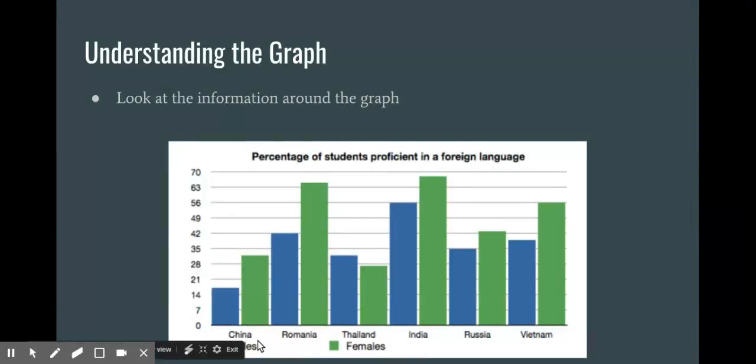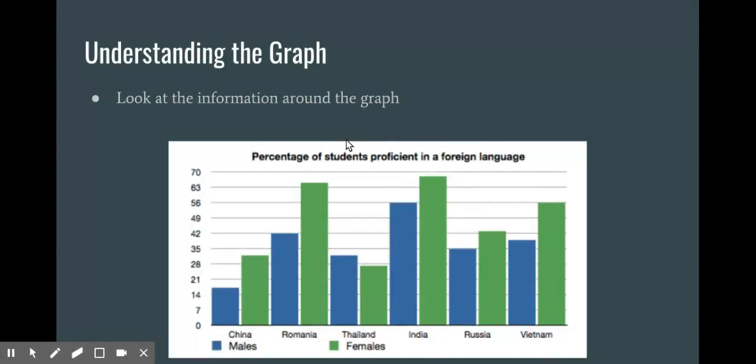So we're going to keep going in a circle. And now we're at the bottom. And it gives us all of the names of the countries: China, Romania, Thailand, India, Russia, Vietnam. It also gives us another piece of information at the bottom of this graph, and that's males and females. So males is blue, females is green. So by going in a circle around the outside of this graph, we've gotten all of this information. We're going to keep going in a circle, and we'll go to the other side. There's nothing there, so we'll keep going until we get to the top again.